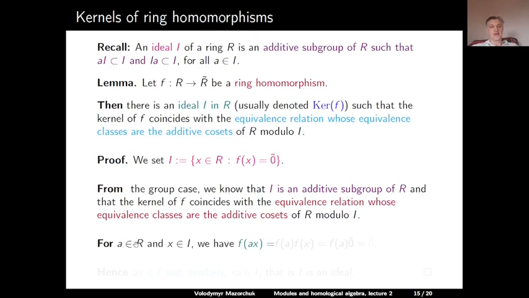Now for an element a in R and x in I, f applied to ax is equal to f of a times f of x, which is equal to f of a times 0 tilde, because x is in I, so f of x is 0 tilde, which is equal to the zero element in R tilde. This means that ax belongs to I, and similarly xa belongs to I. That is, I is an ideal.